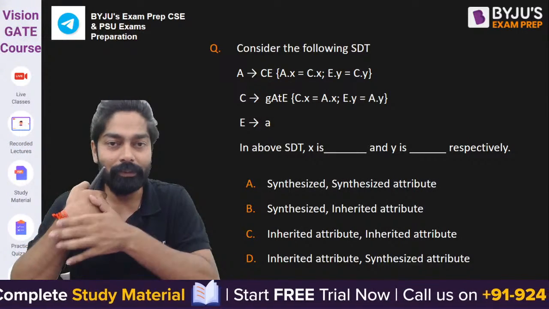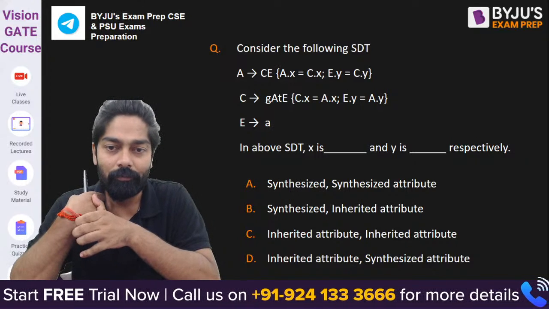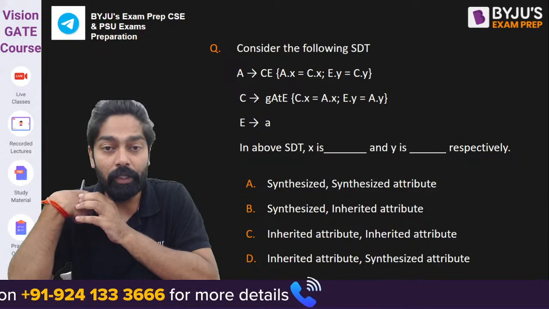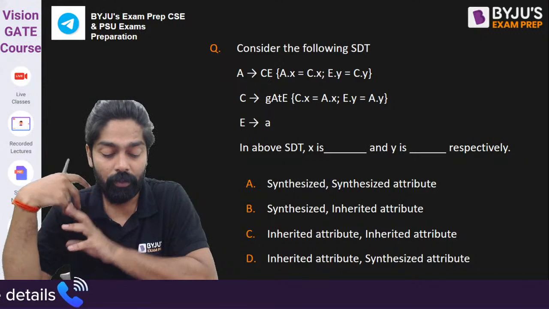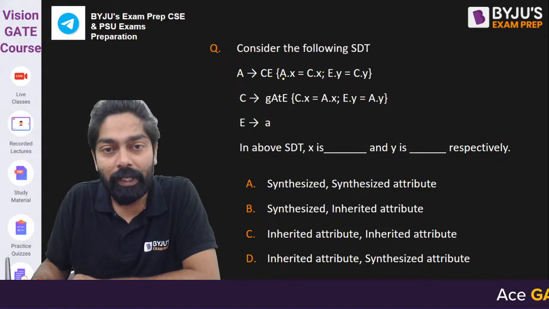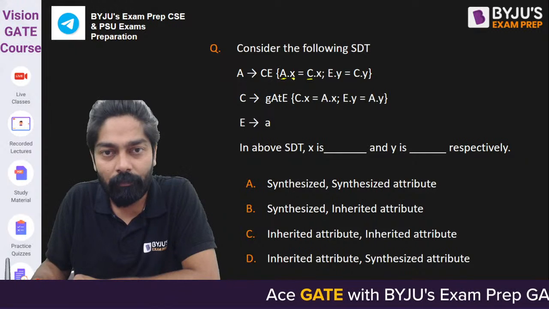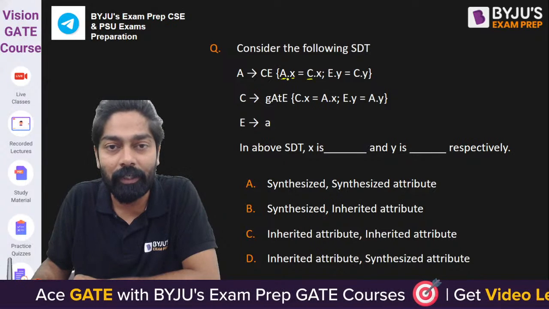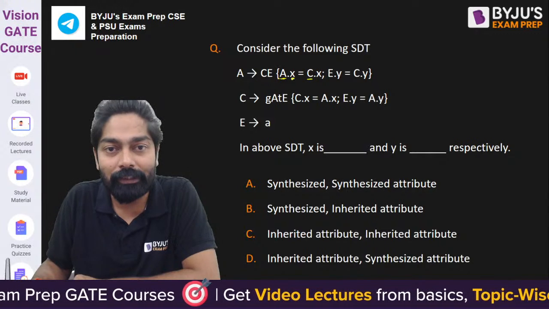I clearly told you, synthesized means you can compute the parent value in terms of its children. Inherited means the children's value can be computed in terms of their parent or siblings. Here there is no restriction, either left or right. See clearly here: A goes to C, so A's value is in terms of its children. A.X equals C.X. So X is a synthesized attribute, because the parent value is in terms of its children.